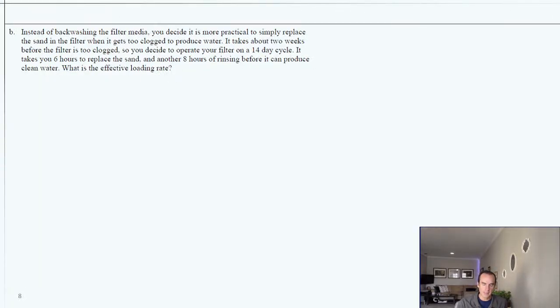Okay, part B says instead of backwashing, you decide that it's actually more practical just to simply replace the sand when it gets too clogged, and you're just going to have to find the sand and load it up, dump the other stuff. So it takes a little bit of time to do that, but you don't use any water losing it. So what I was looking for you to notice here, based on the context of this question, is that the VB equals 0. Even though it does take some time to do it, and that will affect the total cycle time. The total cycle time is 14 days.